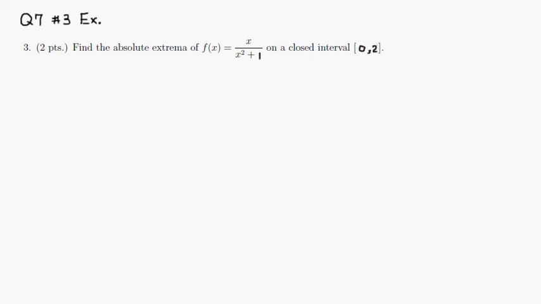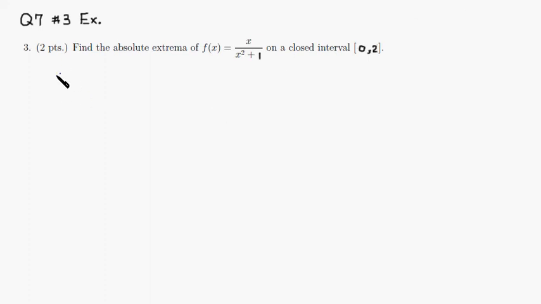Okay, let's look at an example for quiz 7 number 3. Right, so we are looking for the absolute maximum and the absolute minimum of this given function x over x squared plus 1 over a closed interval from 0 to 2. Alright, so let's do that.